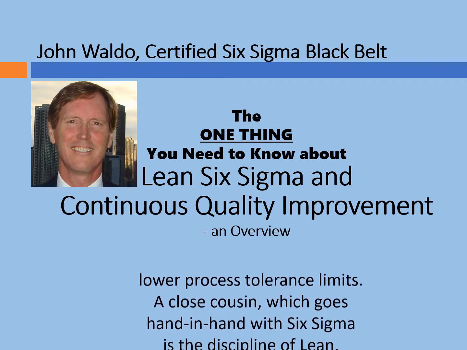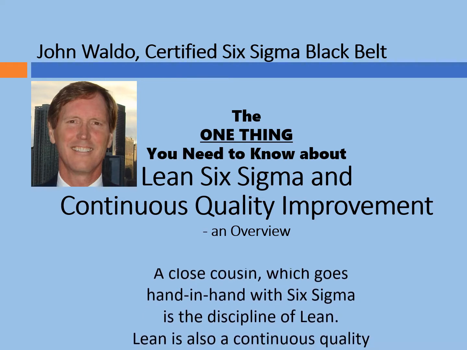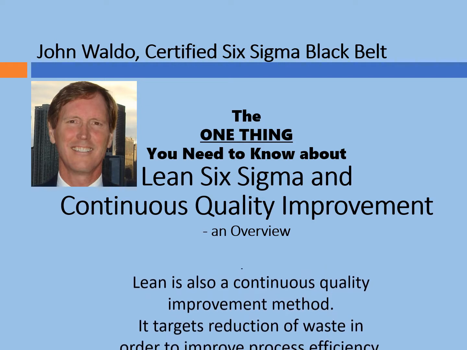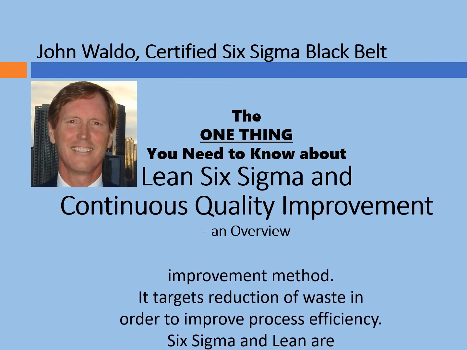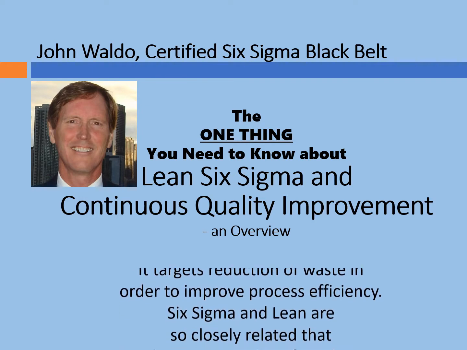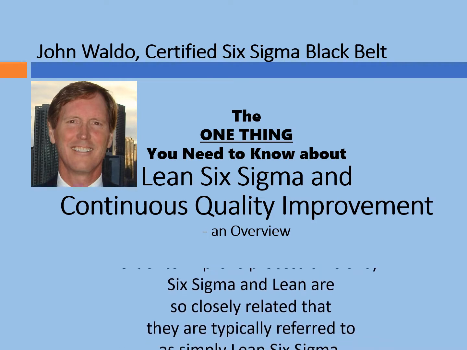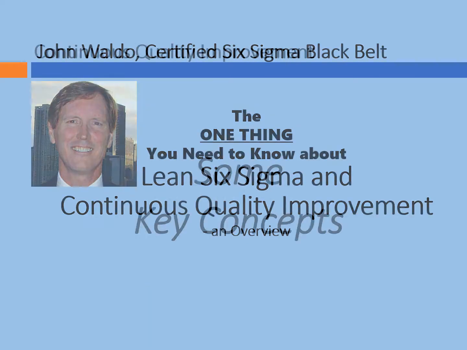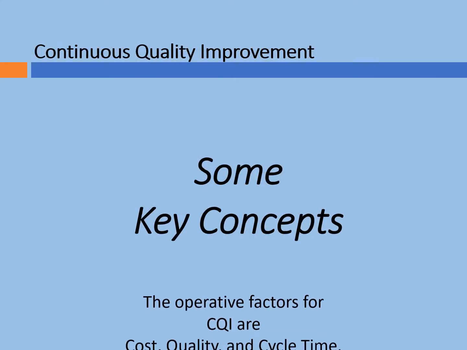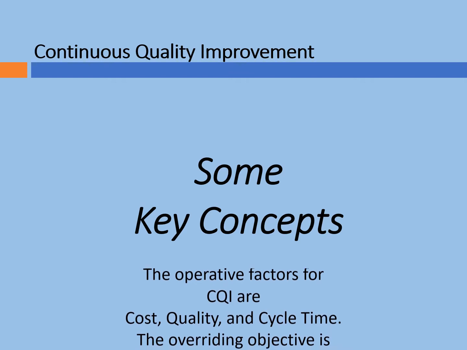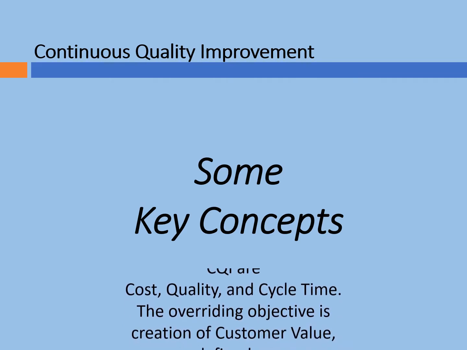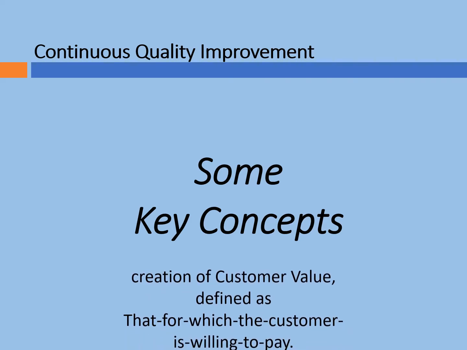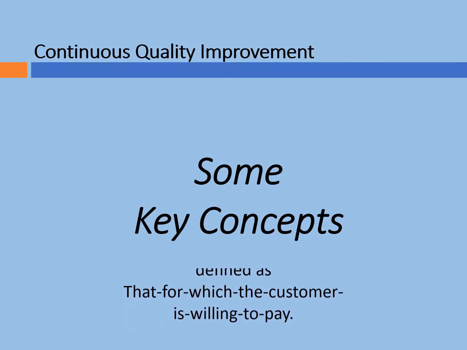A close cousin which goes hand in hand with Six Sigma is the discipline of Lean. Lean is also a continuous quality improvement method. It targets reduction of waste in order to improve process efficiency. Six Sigma and Lean are so closely related that they are typically referred to as simply Lean Six Sigma. The operative factors for continuous quality improvement are cost, quality, and cycle time. The overriding objective is creation of customer value, defined as that for which the customer is willing to pay.